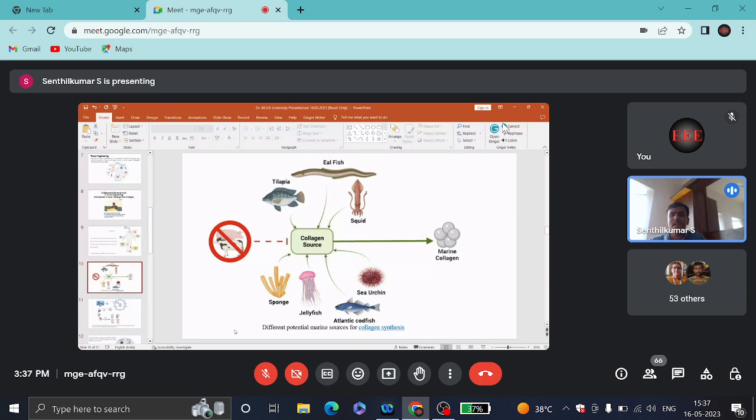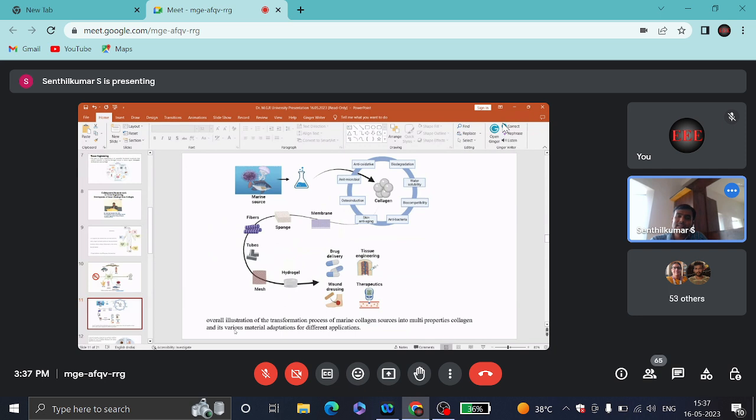You can use tilapia fish as a main source of collagen, and also eelfish, different types of marine collagens. These are different potential marine sources for collagen synthesis. The tilapia fish skin itself has collagen. You can collect the skin and use it for wound healing purposes. In this figure you can see marine collagen sources with multiple properties, and various material adaptations for different applications: sponges, membranes, tubes, mesh, hydrogels, drug delivery, tissue engineering, therapeutics, and wound dressings.